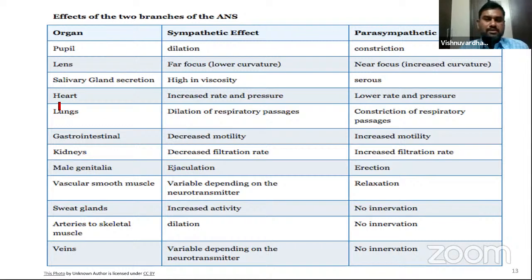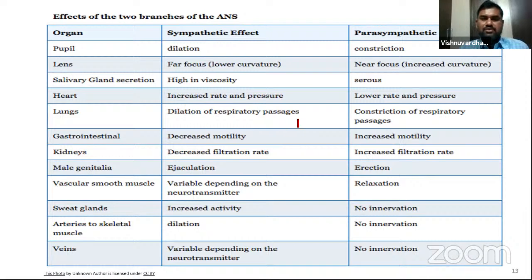This is very important. If there is no parasympathetic nervous system, due to the high working and high pressure, the internal organs of our body may be damaged. So both the sympathetic and parasympathetic nervous systems are very important. The sympathetic nervous system increases the activity of our organs, whereas the parasympathetic nervous system brings them to the normal stage.